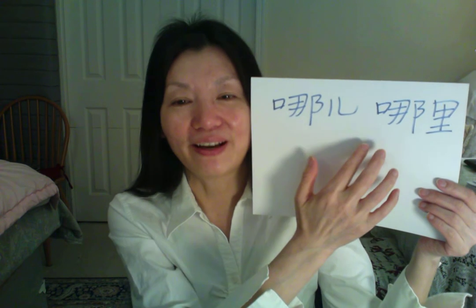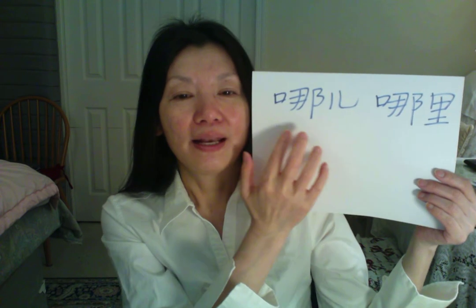How do we know that? In the conversation, if they say something like, oh, you're so nice and so polite and so smart, you say, oh, 哪里, 哪里. Not much, not really, just polite. Okay. That's the case. When talking about location, asking where, 哪儿, 哪里, means where by itself.